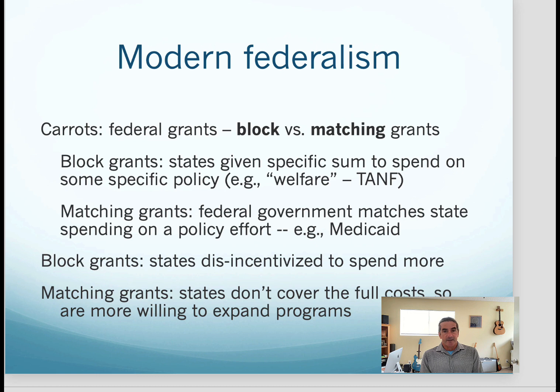With block grants, the states are not incentivized. They have no incentive to spend any more than what is allocated to them. With matching grants, however, the states aren't paying the full cost. They're paying only a portion. Maybe half of the cost of the entire program in a 1-to-1 match, maybe much less than that in a 2-to-1, 3-to-1, 4-to-1 match, federal versus state. So states are willing to do more to expand programs under matching grants. And so many of the programs that the federal government wants to get the states to adopt, they do so with the carrot of grants and specifically with the carrot of matching grants.